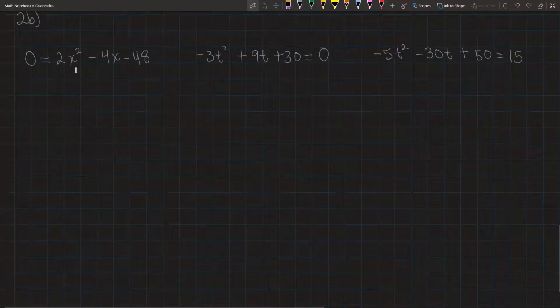What do all 3 of these terms have in common? Be very careful. Do they have the variable x in common? Look at this 48. The answer is no, so only a 2. So now we can say 0 equals 2 times something. And that something is going to be x squared minus 2x minus 24. You take your time and verify this.